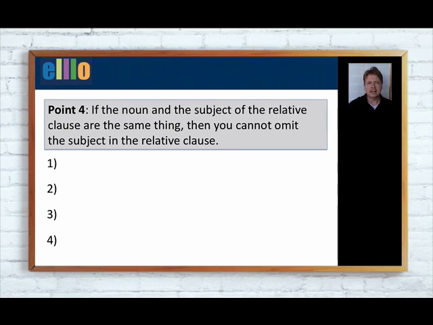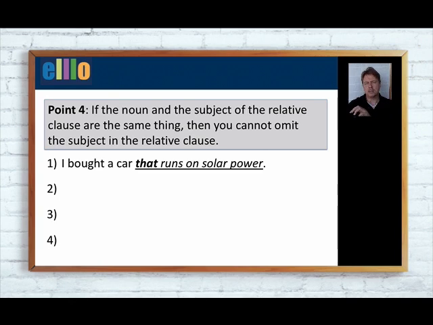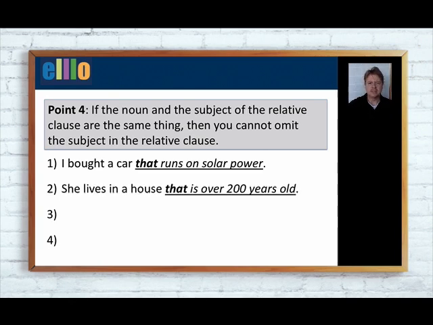All right, point four. If the noun and the subject of the relative clause are the same thing, then you can omit the subject in the relative clause. Example, I bought a car that runs on solar power. So the car runs on solar power, so we don't have to say the subject again. She lives in a house that is over 200 years old. So the house is over 200 years old.